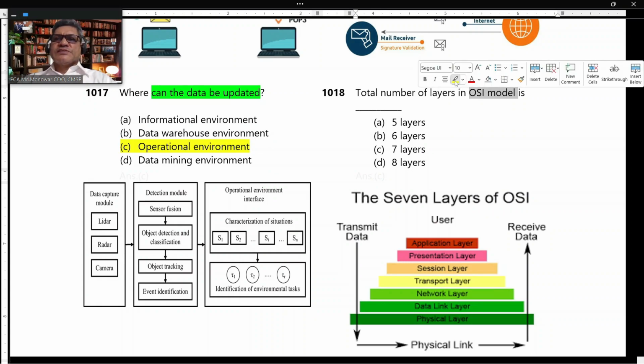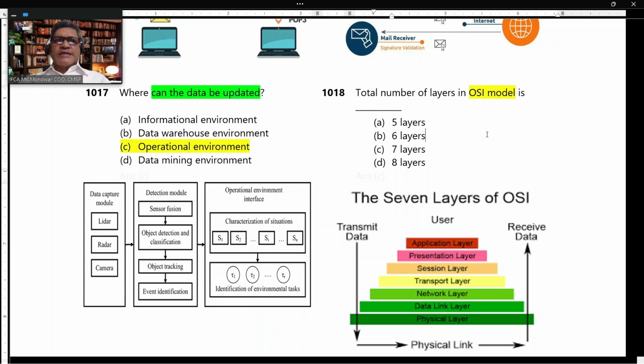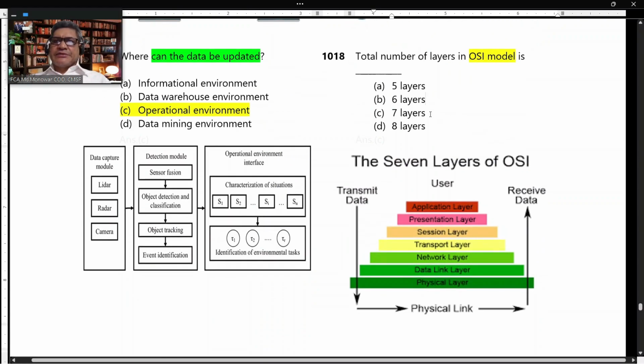Total number of layers in the OSI model. We know the OSI model is Open Systems Interconnection, and it has 7 layers. The layers are the physical layer, data link layer, network layer, transport layer, session layer, presentation layer, and application layer. Totally 7 layers.